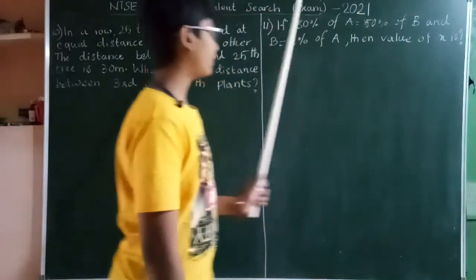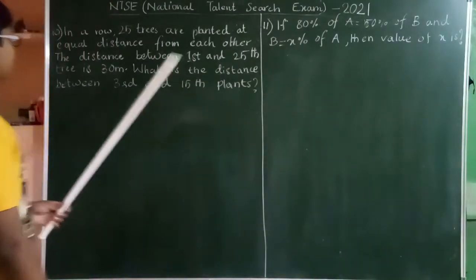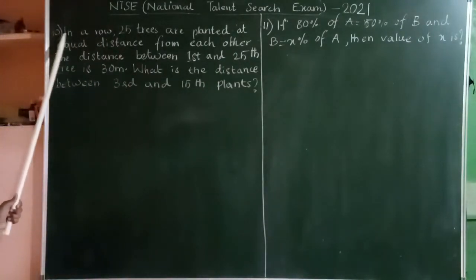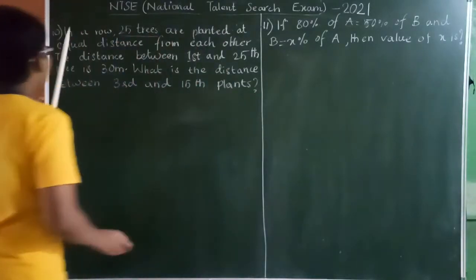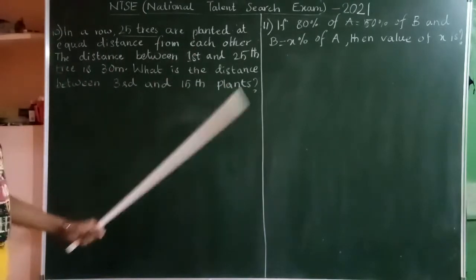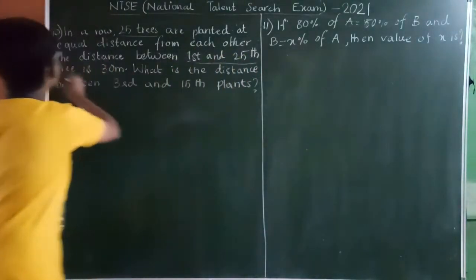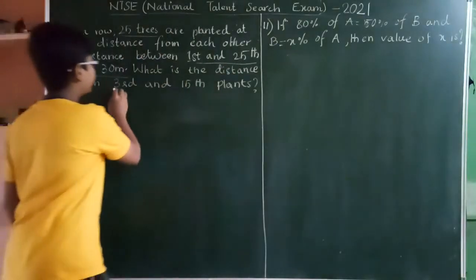Let's see some other problems of NTSE 2020 Stage 1 math question paper. Okay, 10th problem. In a row, 25 trees are planted at equal distance from each other. The distance between the first and 25th tree is 30 meters. What is the distance between the third and 15th plants?